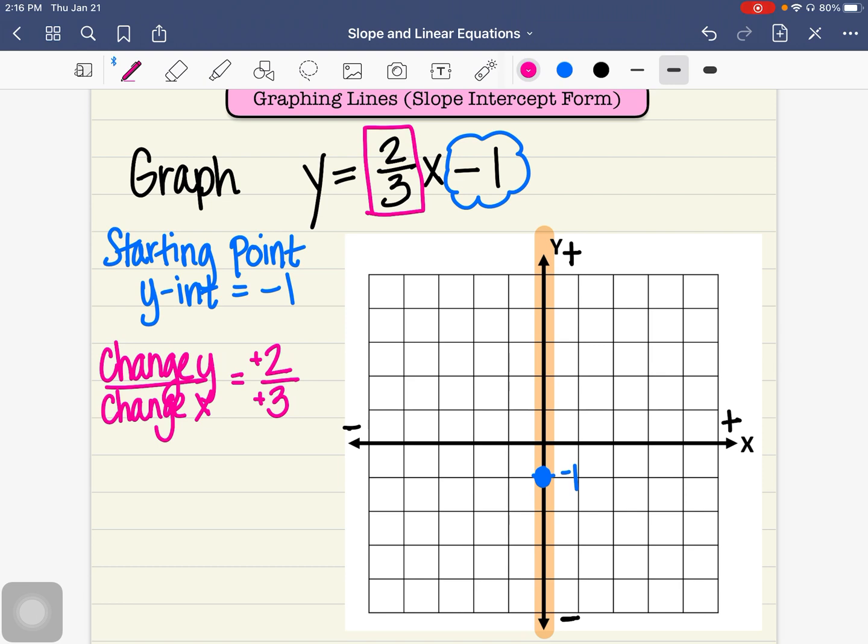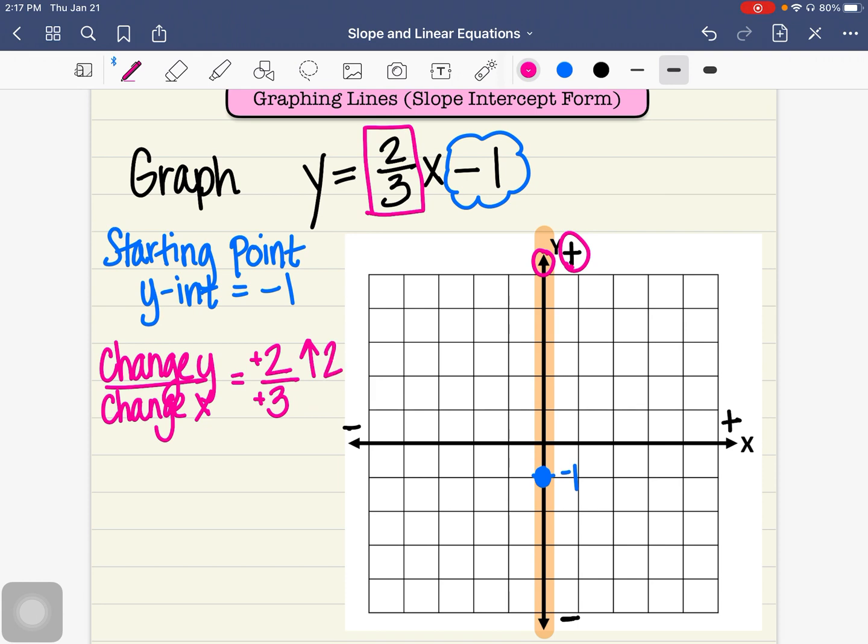This next part, students don't like to do it, and I don't know why. I wish I did know why, but I don't. They don't like to draw these little arrows, but students that do it tend to do better on these problems. So here's what I mean by drawing arrows. I'm literally going to draw in what a +2 in the change in y means. Positive means going up. So I'm going to go up 2.